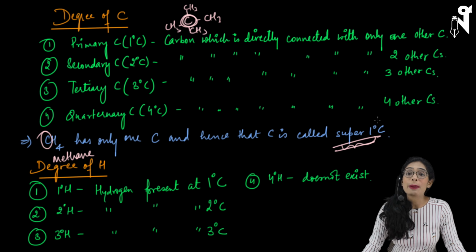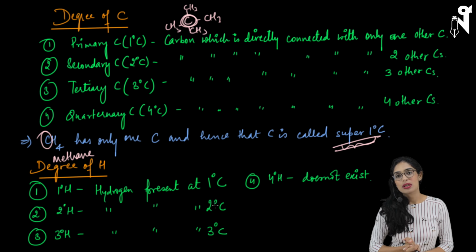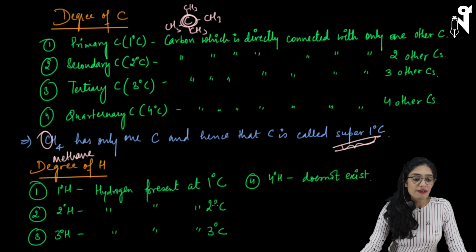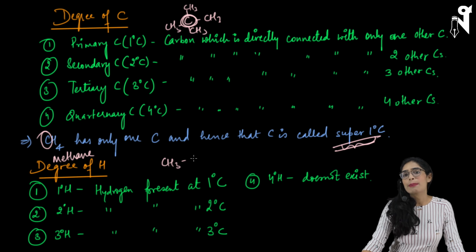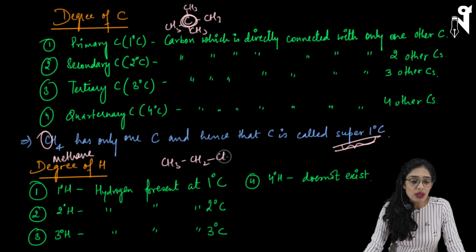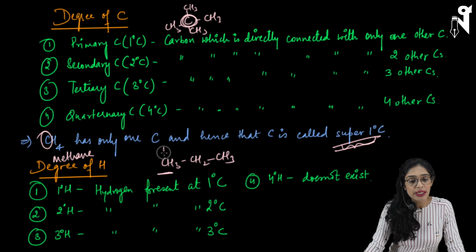Now, the degree of hydrogen will depend upon where the hydrogen is actually present, or on which type of carbon it is present. For example, if I take the example of CH3-CH2-CH3, the same example again, we have just understood that the first carbon is primary, the second carbon is secondary, and the third carbon is again primary.